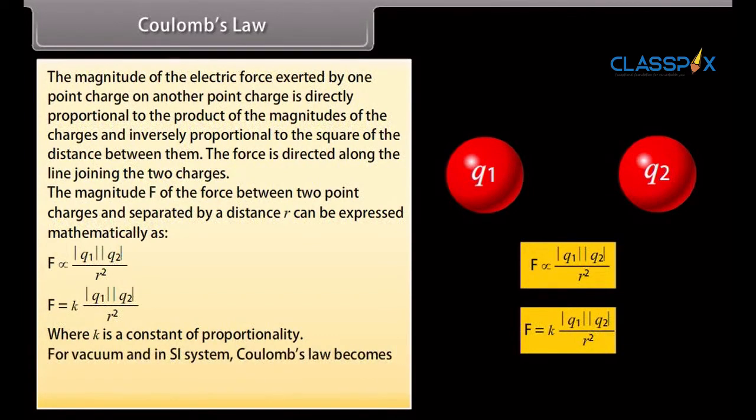For vacuum and in SI system, Coulomb's law becomes F = (1 / 4πε₀) × |Q1||Q2| / r².